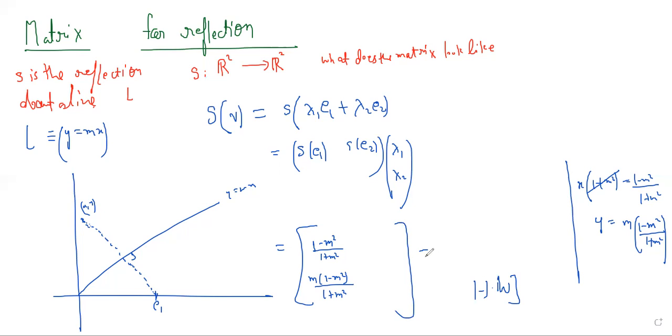But then you can check that whatever matrix you get, A square will be equal to identity. Is that a surprise? Show that A square is identity without actually finding it, can you say? See, when you take S, S composed with S is identity. That's what reflection is. That's the meaning of reflection, right?